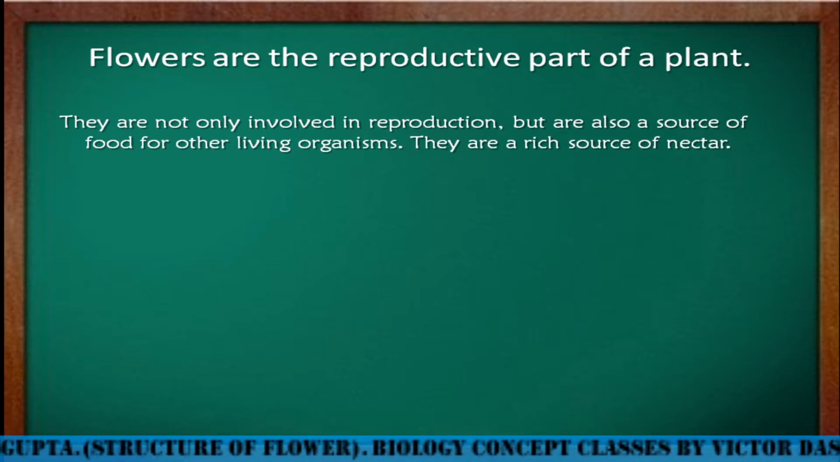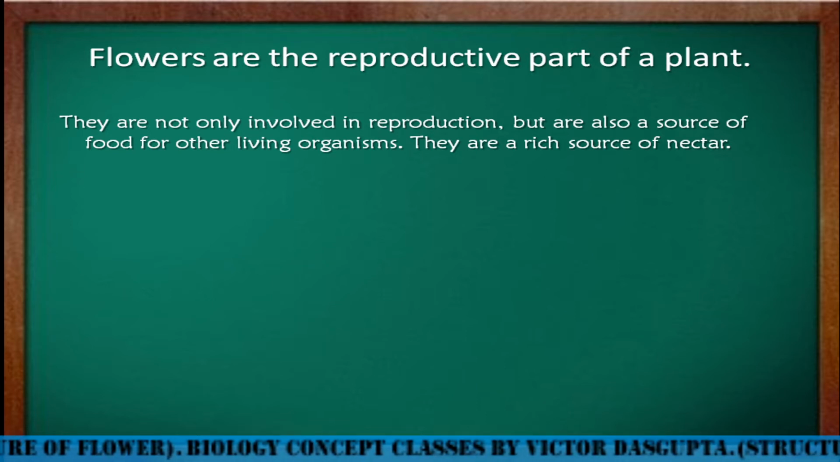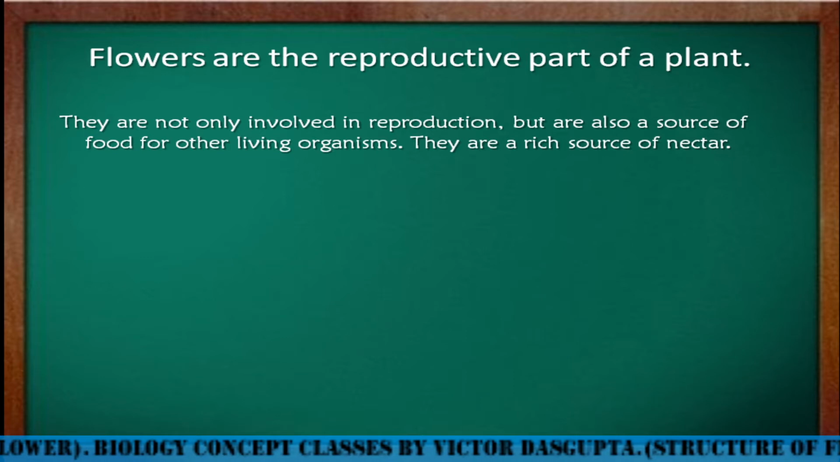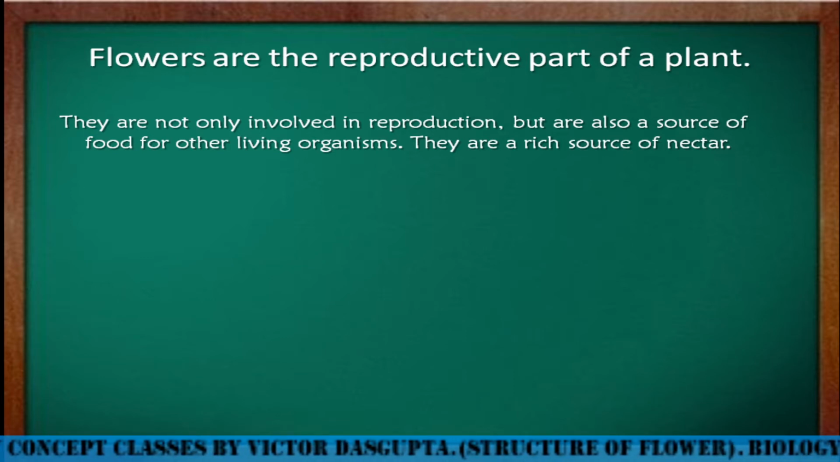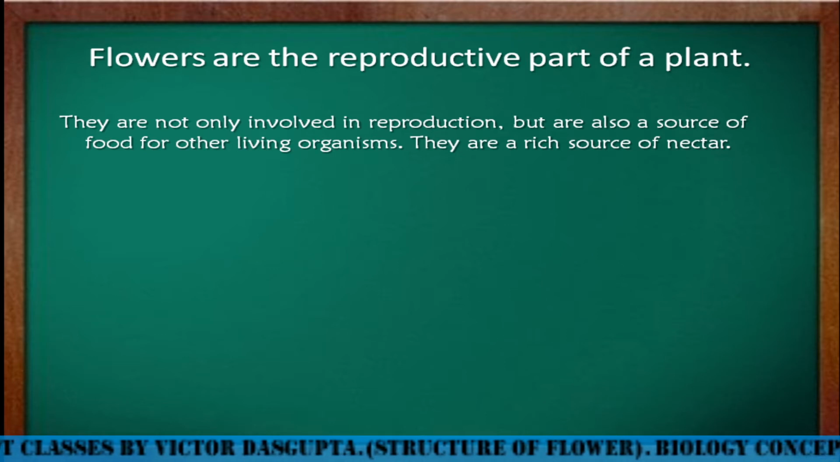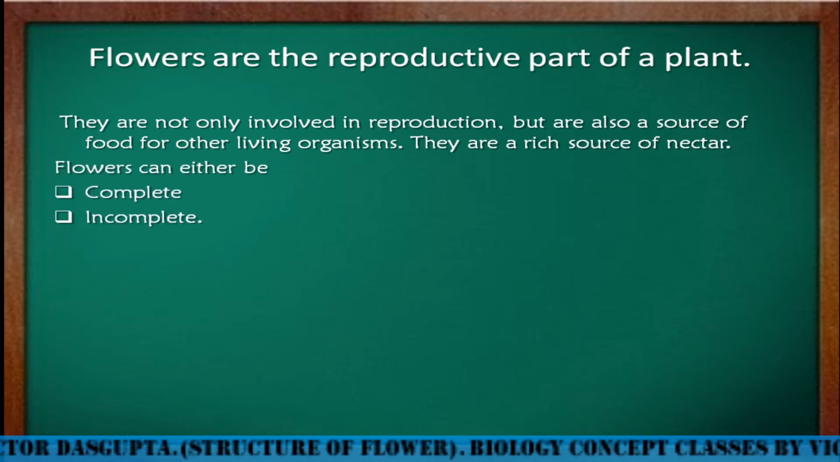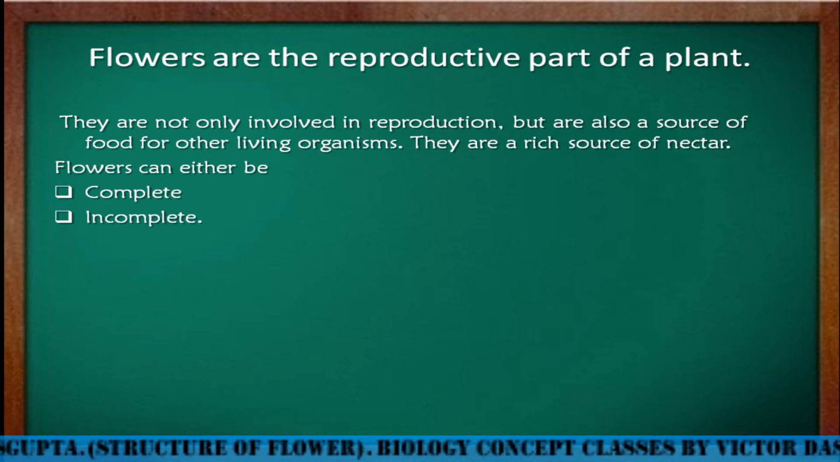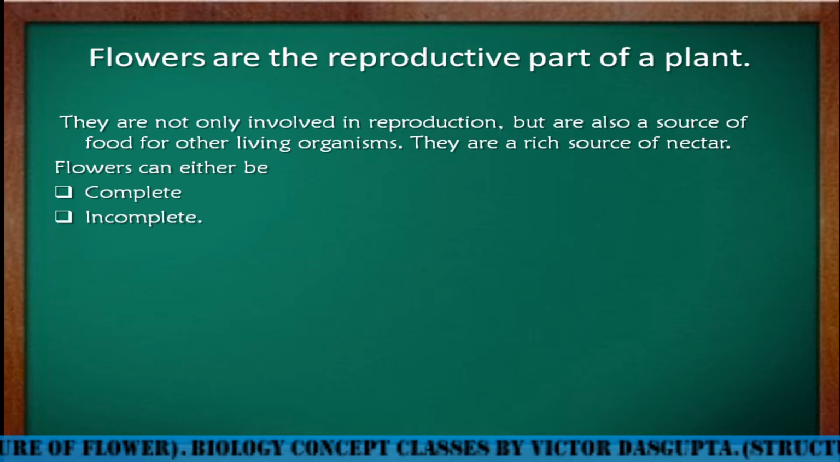Now here you can see, not only reproduction, it is also a rich source of nectar, which various organisms use to produce honey or as their food. Now flowers can be of two types, one is complete flower and one is incomplete flower.